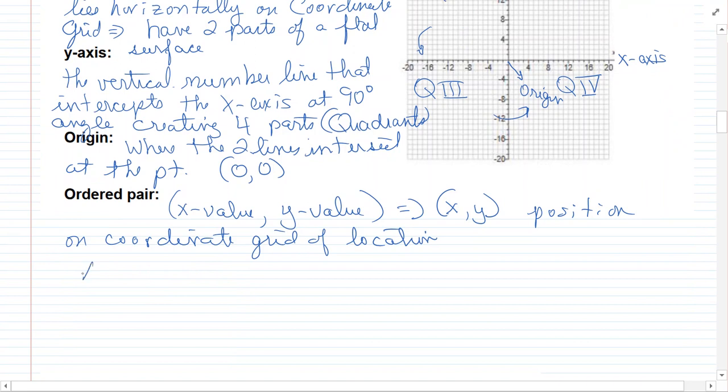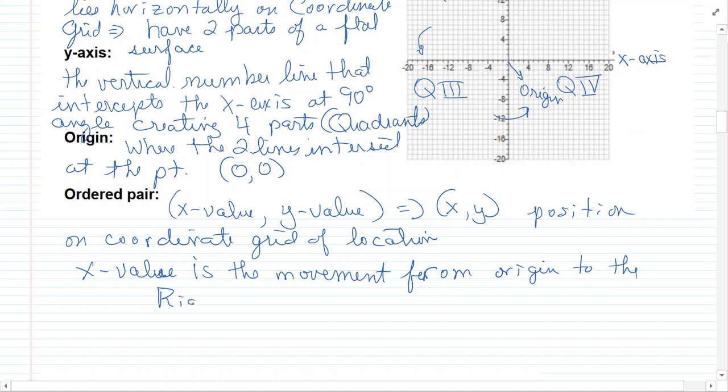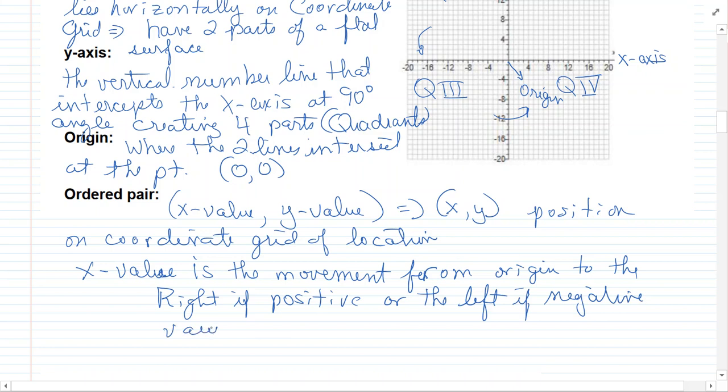All right. The x value is the movement from origin to the right if positive, or the left if negative value. And you pause. No mark.